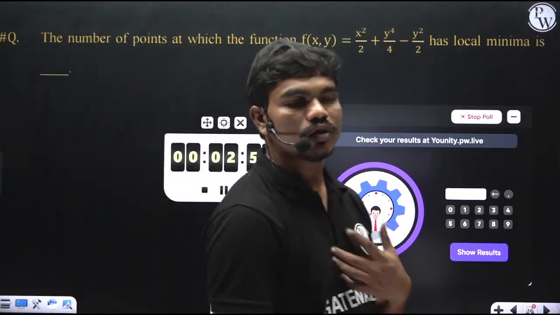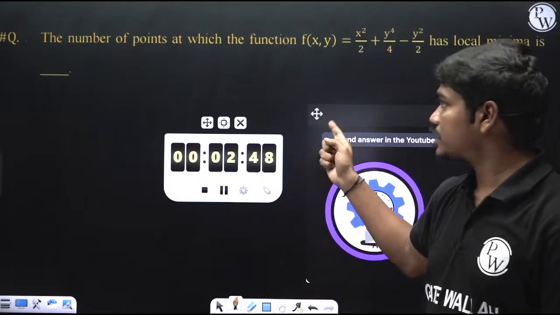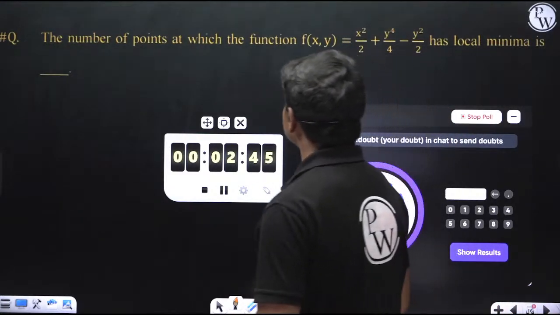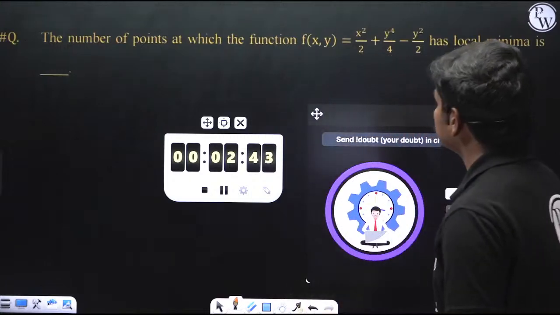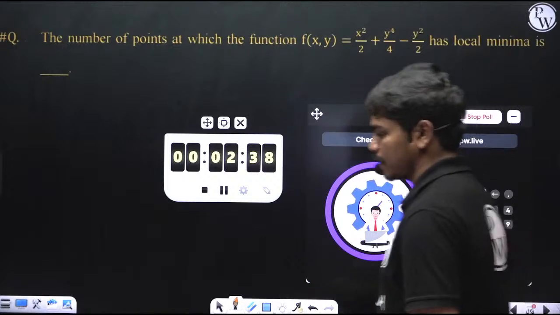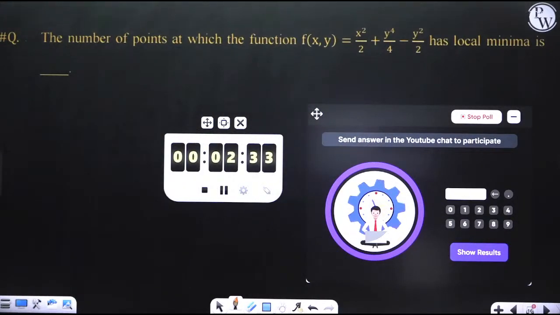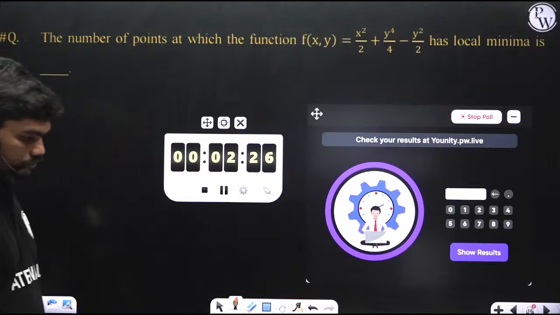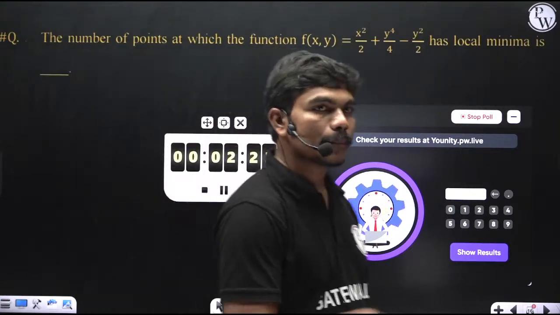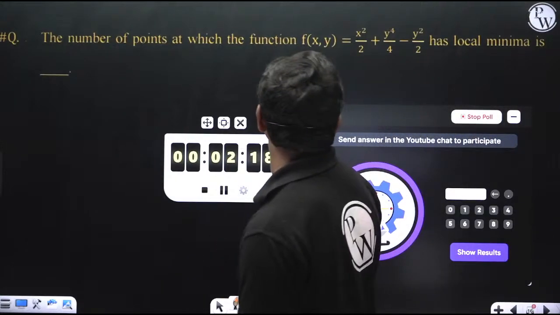Because I'm sure a GATE question won't be that lengthy. Unless something is missing, we are trying to maybe solve a wrong question. So please try to calculate this. The number of points at which the function f of x comma y is equal to x square by 2 plus y power 4 by 4 minus y square by 2 is dash. So do this. The number of points where the function has maximum, sorry, minimum, I guess. Okay, yeah, minimum.